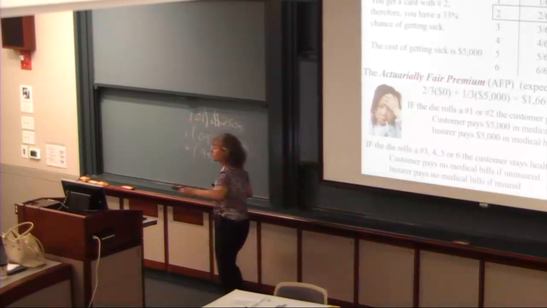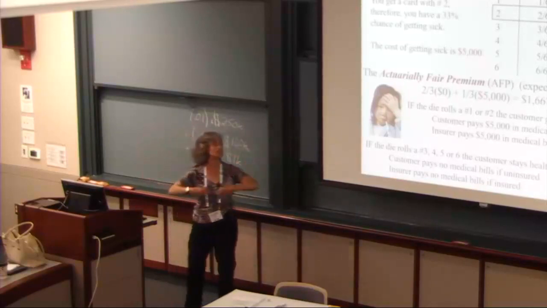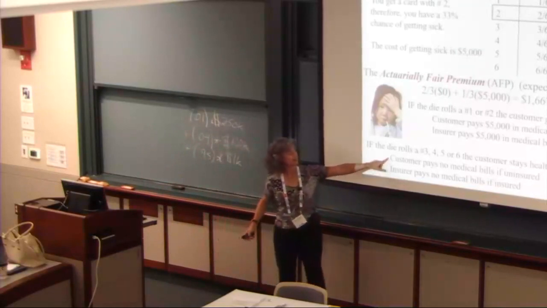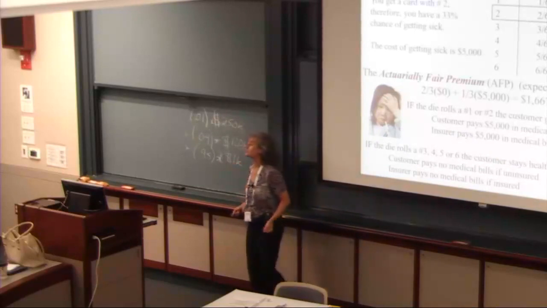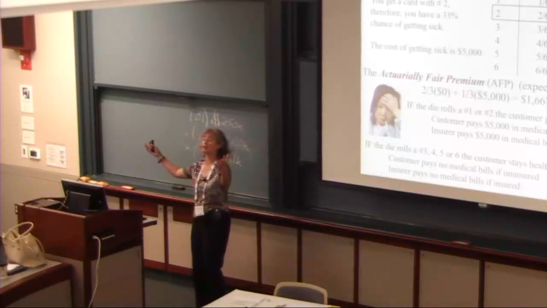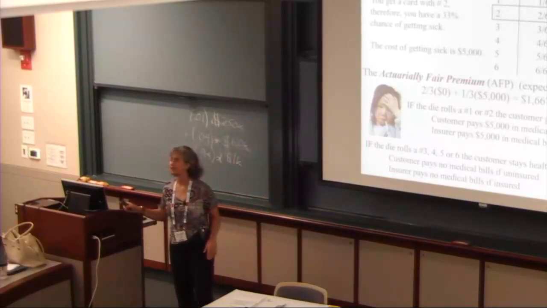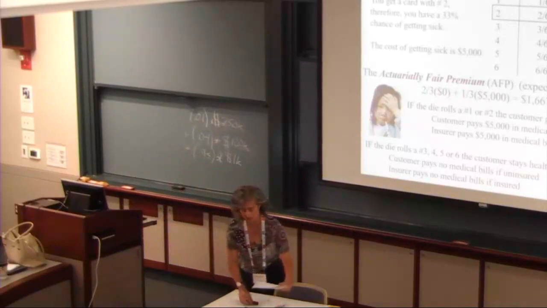If I roll a 3, 4, 5, or 6, the customer stays healthy. So if they paid for insurance, they still have to pay their insurance premium, but they don't have to pay the $5,000. And the insurer pays no medical bills, they just collect the premium. So you want a low number and a high roll. For anybody who ever goes to Vegas, this should be intuitive to you. Questions?